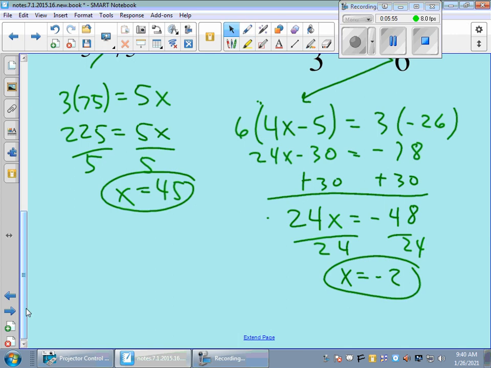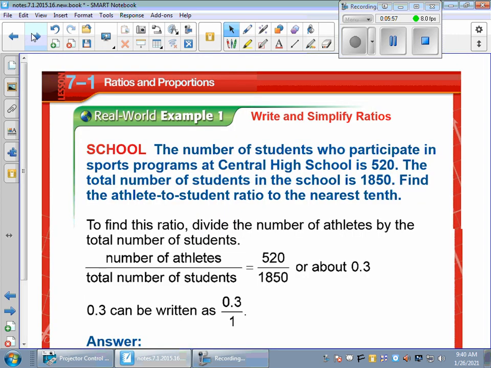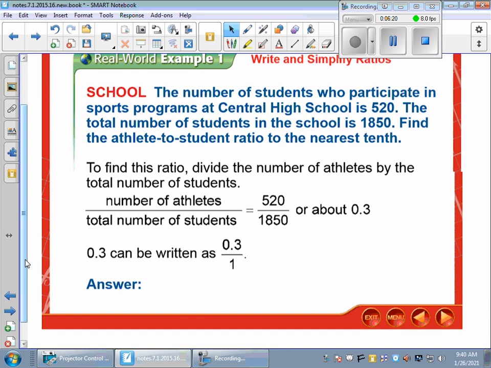Next one, now we're going to actually read through some word type problems and try to answer the same thing. The number of students who participate in sports at Central High School is 520. The total number of students is 1850. Find the athlete to student ratio to the nearest tenth. So you would just take the students that are in sports divided by the total number, which gives you about 0.3.